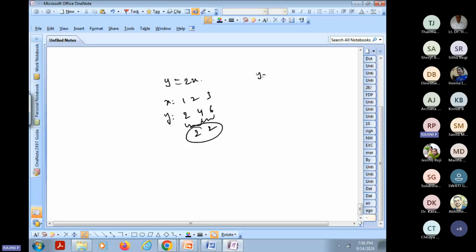Next one, if I'm telling that y is equal to 2x square, x is taking 1, 2, 3. Then if x is 1, y is 2. If x is 2, y is 8. If x is 3, 9 twos are 18. Check the difference. Here it is 6 and here it is 10. So in this case, we have to go for non-linear correlation to find the relation between the variables. Is it clear, everyone? Types of correlations.